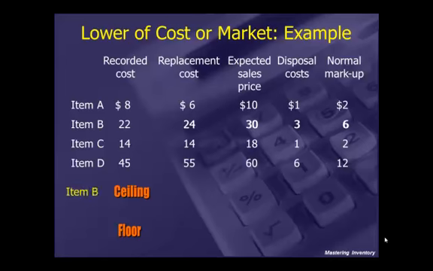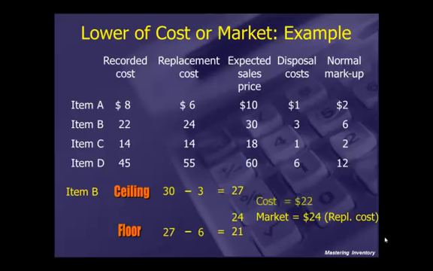We go through this again for B. The ceiling is the expected sales price of 30, less disposal of 3, or 27. The floor is the ceiling, the net realizable value of 27, less the normal markup of 6, or 21. Replacement is 24, which is between ceiling and floor. So that 24 is the replacement or market cost. Cost is 22, and the lower of cost or market is 22.